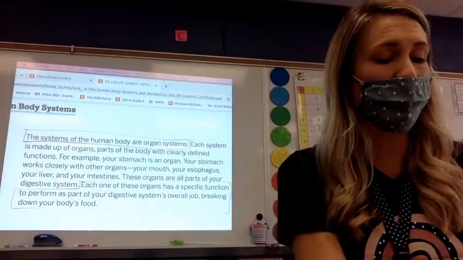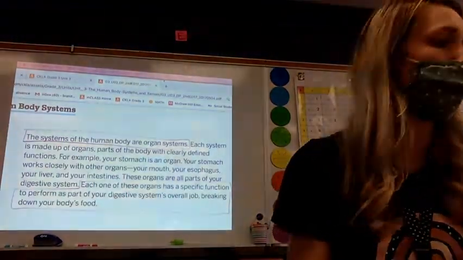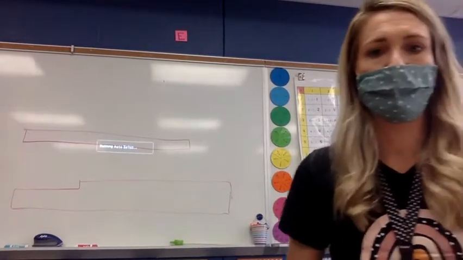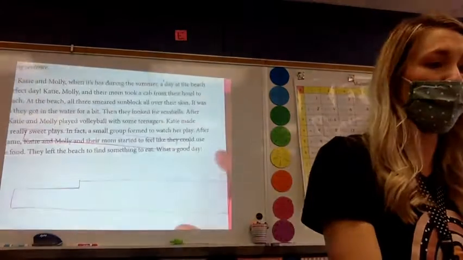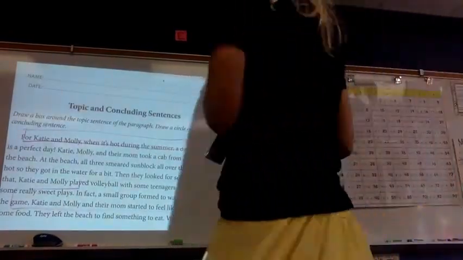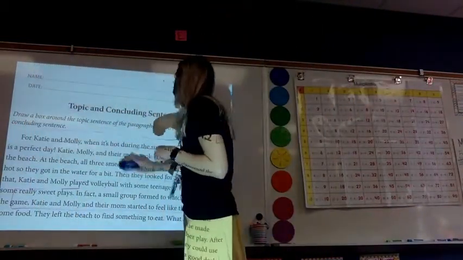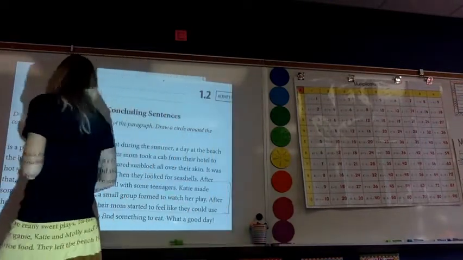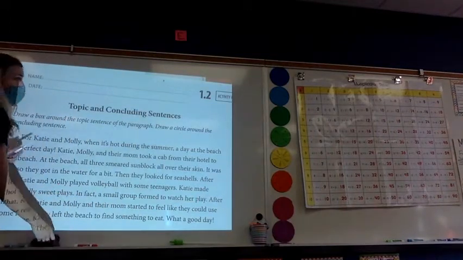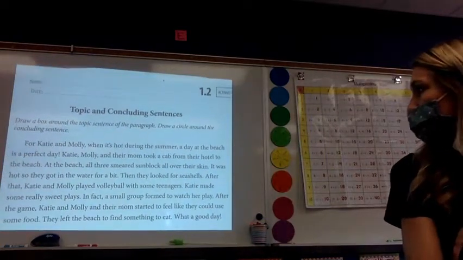So please open up your notebooks to page 7. We're going to open up our notebooks to page 7 today. Everybody should have it in front of them. It says topic and concluding sentence. And on page 7, we are going to work to identify the topic and the concluding sentence. And then we're going to have a conversation about it. Sound good? So we're going to work to identify the topic and concluding sentence we have here. I'll try to make it a little less crooked.